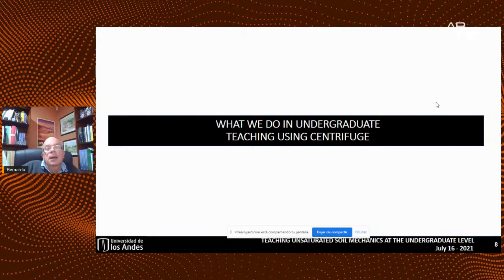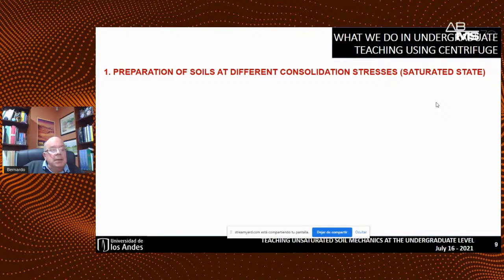So first, what we do in undergraduate teaching using centrifuge. As I told you, we have several topics. But for all those topics, the first step is to prepare soils. We focus mainly on clays. The first step is to prepare soils, clays, at different consolidation stresses, but in the saturated state.